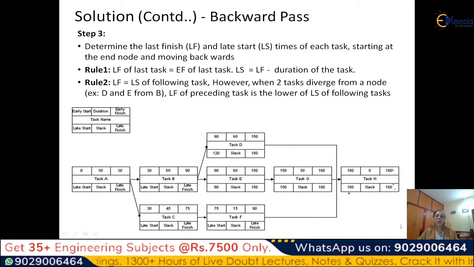So how do we go backwards? Now we subtract. So what we have to do? We have to do the LF of the last task is equal to the end task, and LS is equal to late start is equal to LF minus duration. So we keep reducing. So we take this 180 to here, 180, and then we subtract 30 and get 150 here.